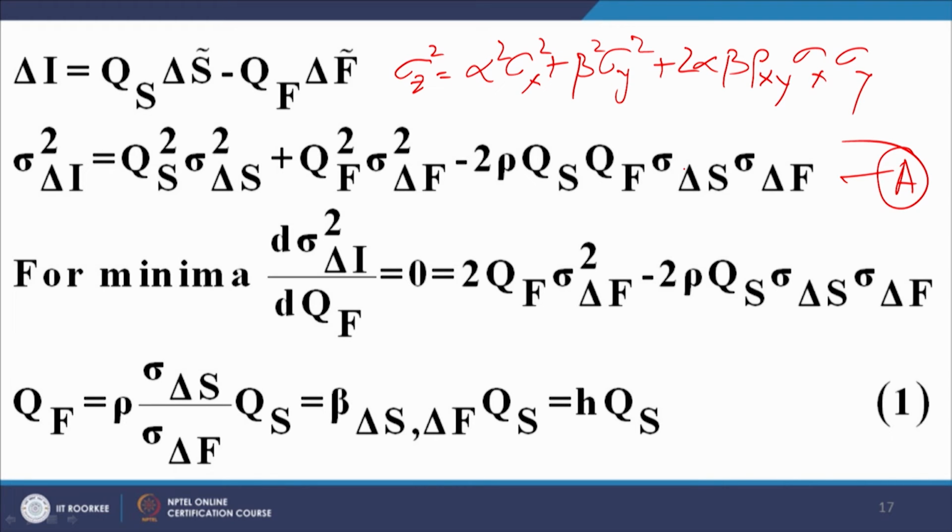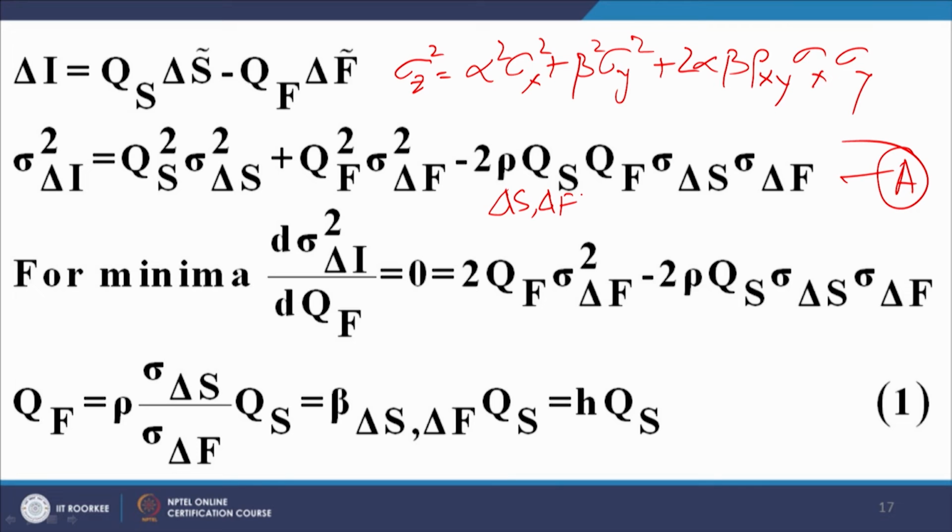Sigma delta I square is equal to QS square sigma delta S square plus QF square sigma delta F square plus 2 rho QS QF sigma delta S sigma delta F. What is rho? Rho is the coefficient of correlation between delta S and delta F. Now, for the minimum, we can differentiate this expression with respect to what? We have only one degree of freedom here. QS is given to us, delta S is the change in the spot price, and we have no control over that. Similarly, delta F is the change in the futures price, and again we have no control over that.